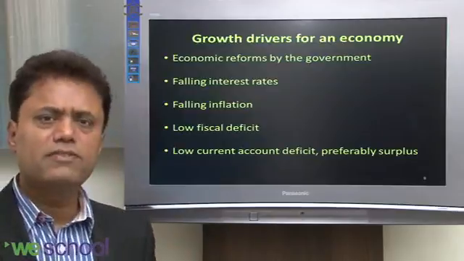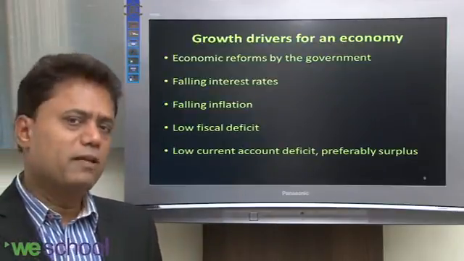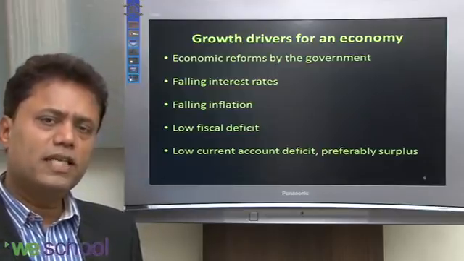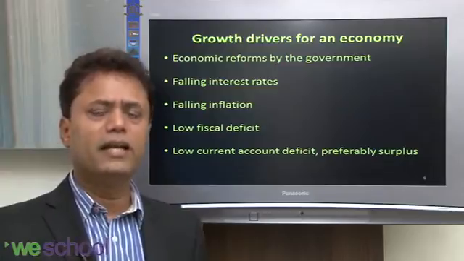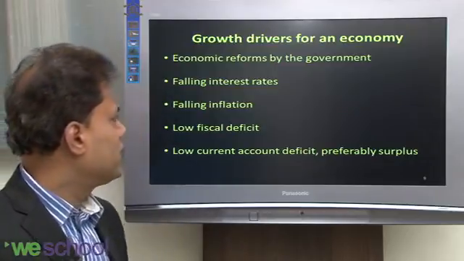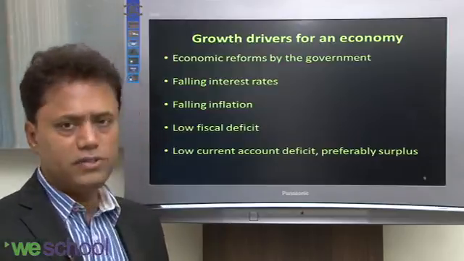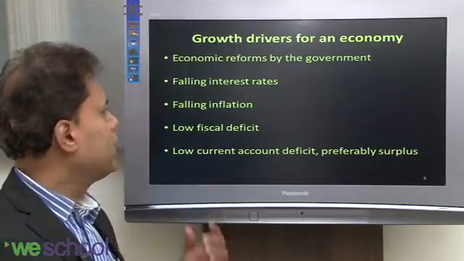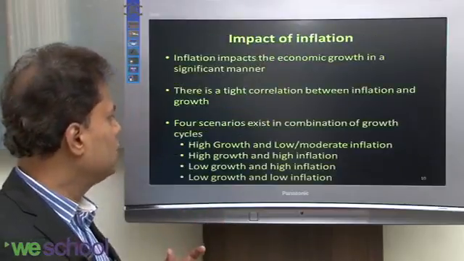Growth. What are the growth drivers for an economy? Economic reforms and policies taken by the government which will favor the industry in terms of growth, in terms of facilitating doing business. Falling interest rates, falling inflation, low fiscal deficit, and low current account deficit. We'll talk about each one of these now.